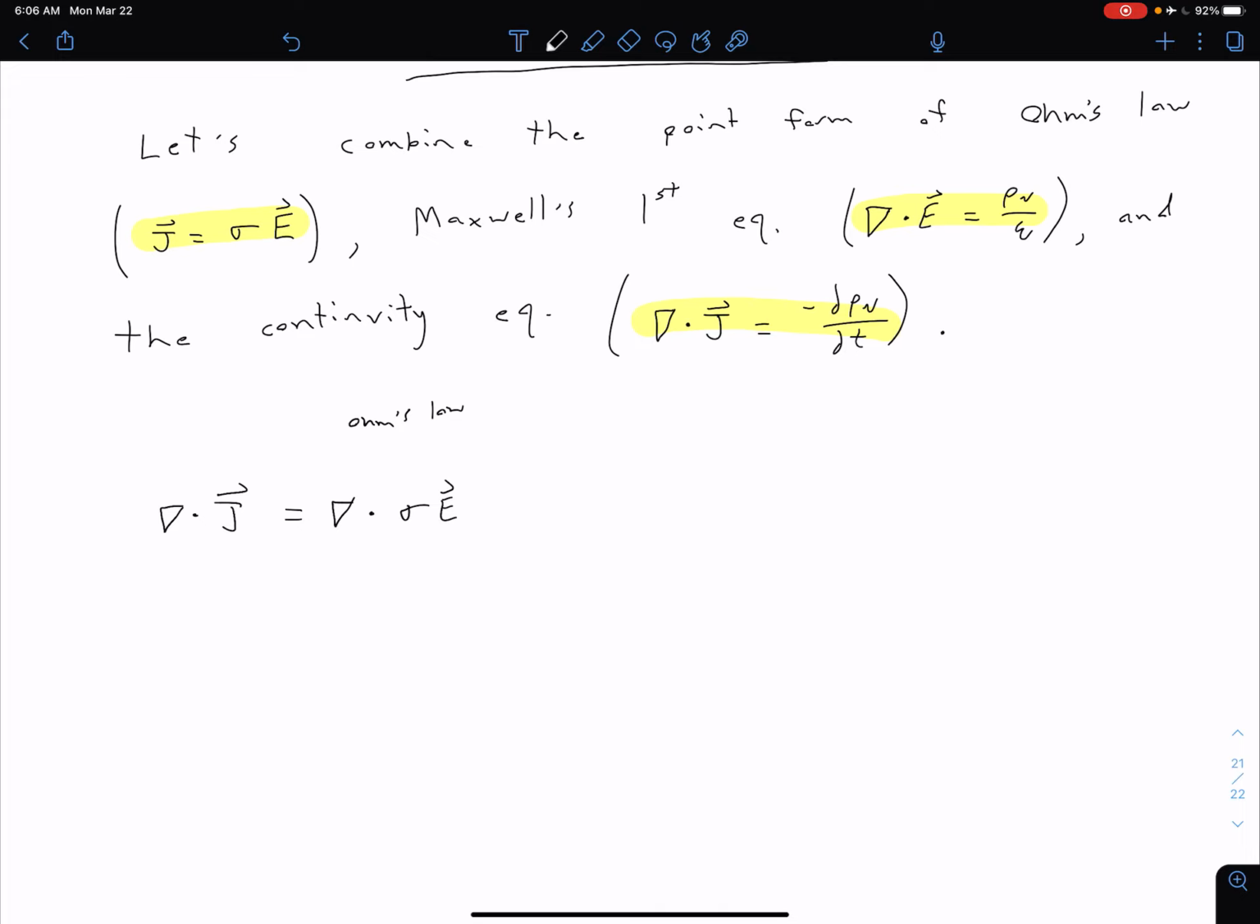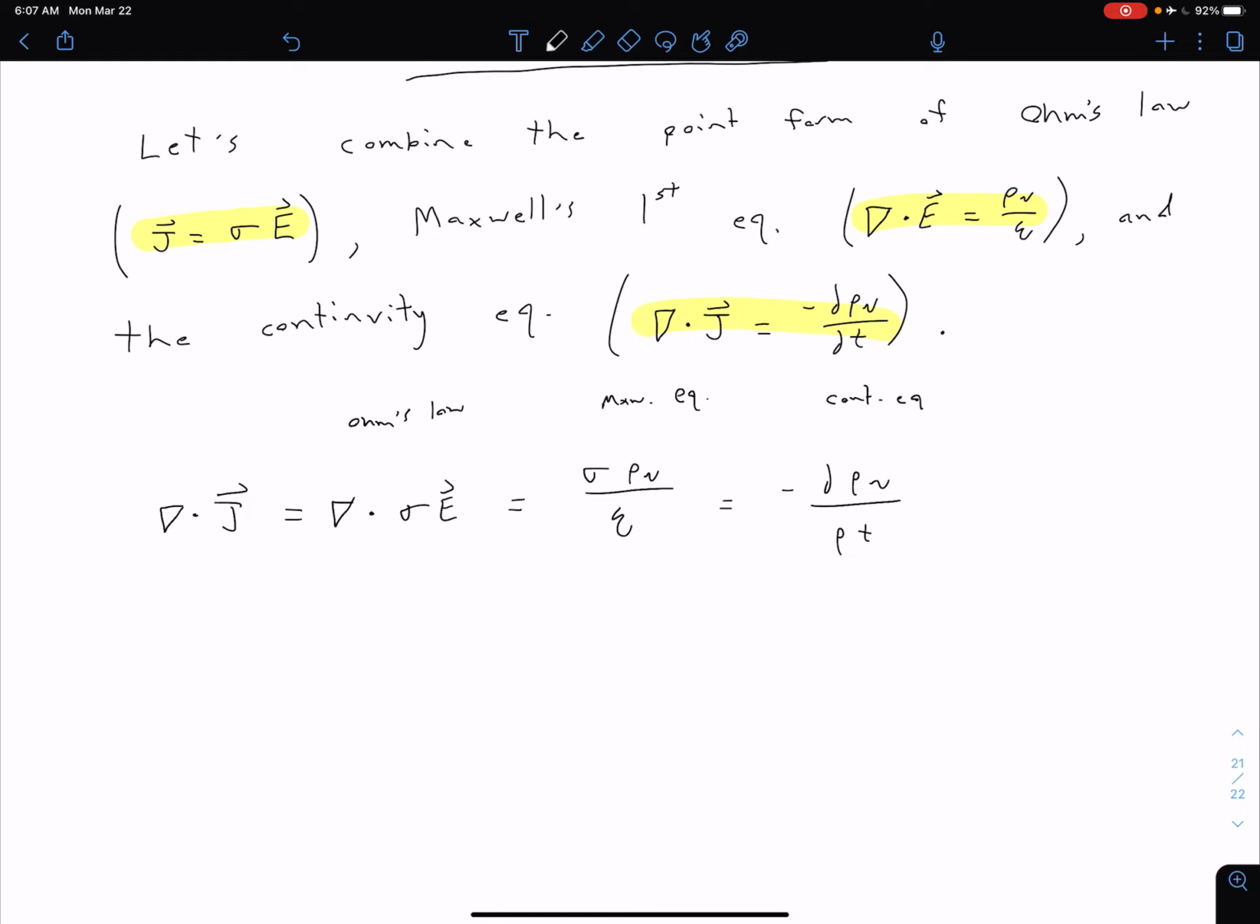Now we know a relationship between E and our volume charge density using Maxwell's first equation. So I can say that the divergence of sigma E is equal to sigma times rho V over epsilon, using our Maxwell equation. Now bringing this all back to our continuity equation, that has to be equal to negative the partial derivative of rho V with respect to T. Again, that's using our continuity equation.